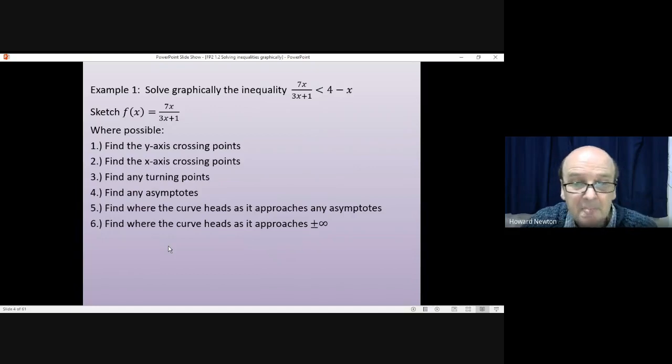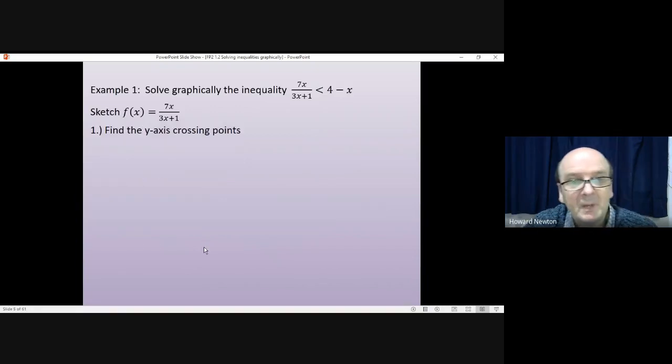And then lastly, check what happens as the curve heads into the far distance, as it heads to the right-hand side and plus infinity, and as it heads to the left-hand side and minus infinity. Okay, we'll go through those in order for this question.